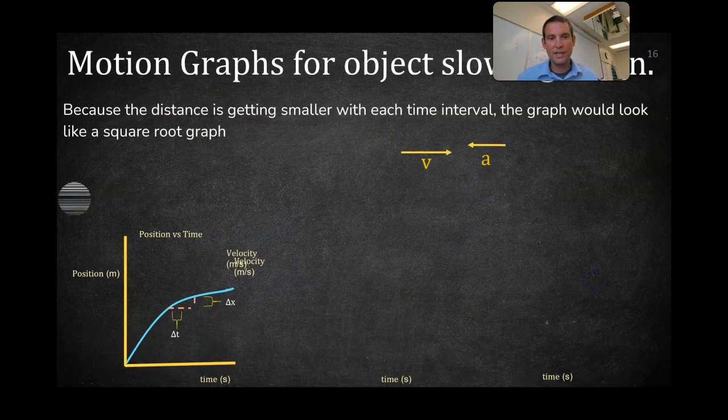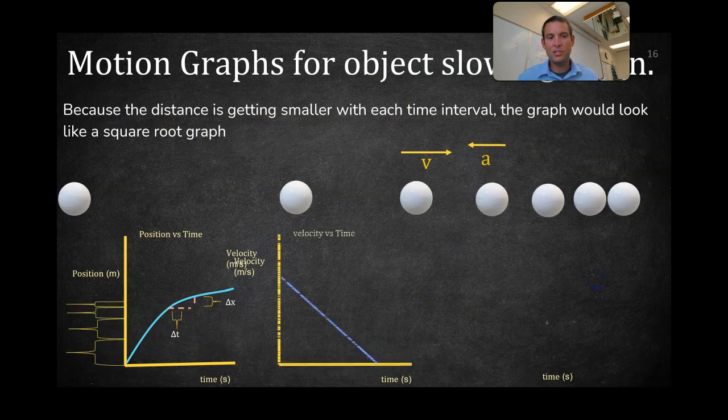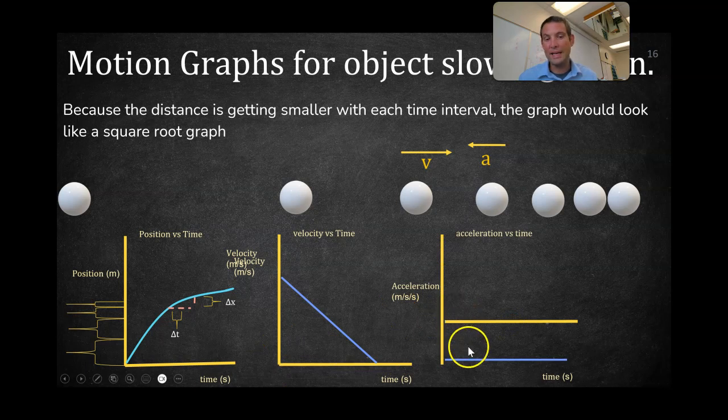For the object slowing down, the change in displacement or the change in position is getting smaller and smaller as you go. So that means your velocity is getting smaller and smaller towards zero. Remember the x, y origin is 0. Here we end up with a negative slope, negative acceleration. Our velocity is going to the right while the acceleration is going to the left. That means our object is slowing down.